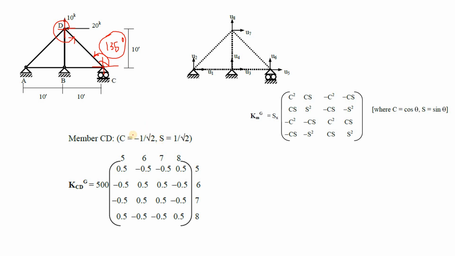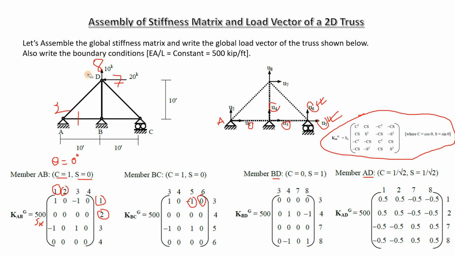If we place these values in here, we end up with this stiffness matrix right over here. That being said, we have got the stiffness matrix for all of the individual members. Now we need to assemble them for the entire truss instead of member to member. Let me just erase the mess I have made trying to point out things.